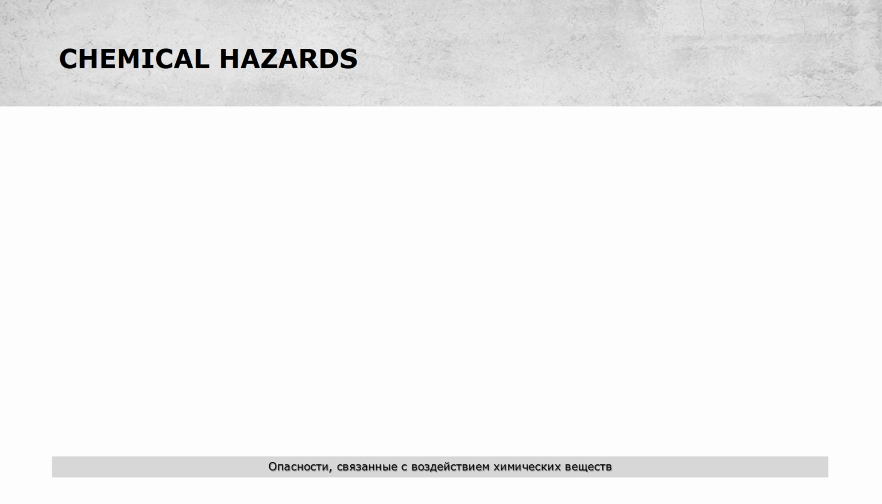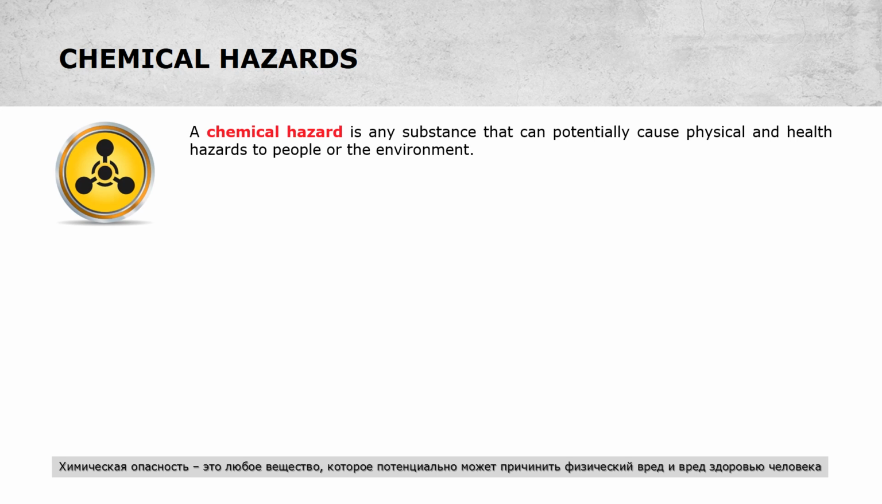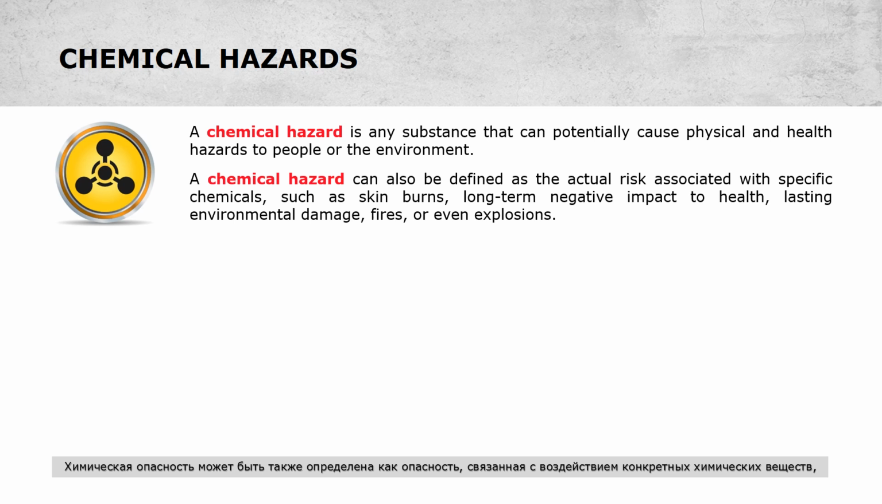Chemical hazards. A chemical hazard is any substance that can potentially cause physical and health hazards to people or the environment. A chemical hazard can also be defined as the actual risk associated with specific chemicals, such as skin burns, long-term negative impact to health, lasting environmental damage, fires, or even explosions.